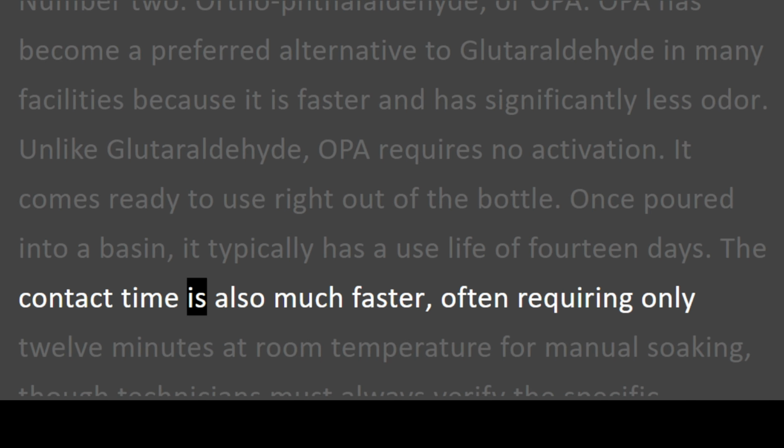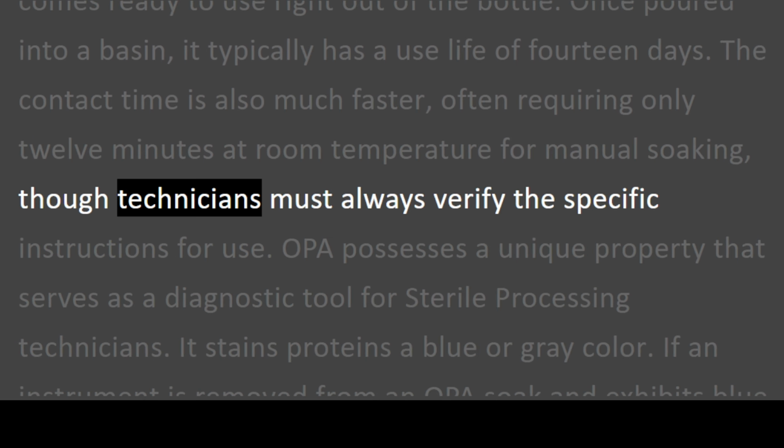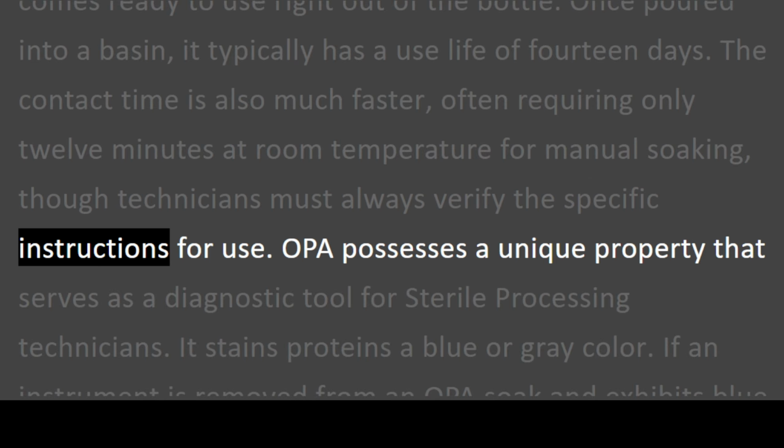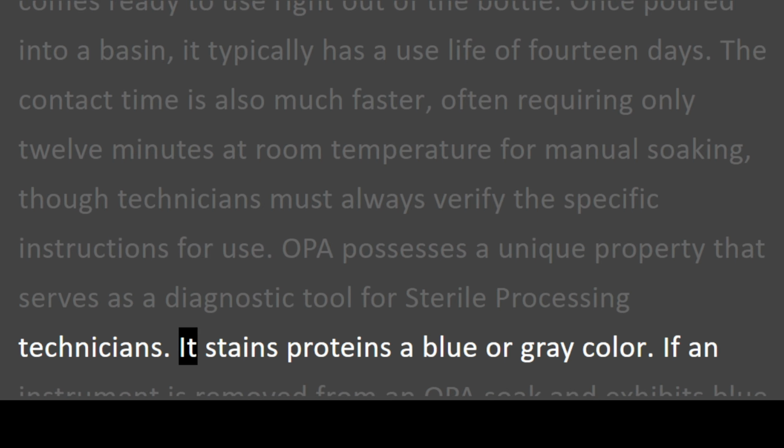The contact time is also much faster, often requiring only 12 minutes at room temperature for manual soaking, though technicians must always verify the specific instructions for use. OPA possesses a unique property that serves as a diagnostic tool for sterile processing technicians. It stains proteins a blue or gray color.